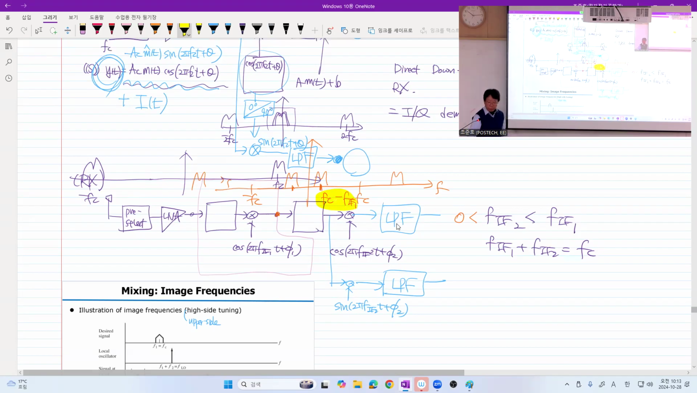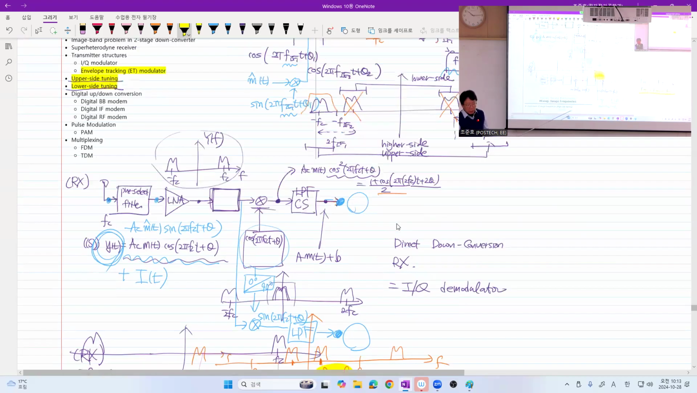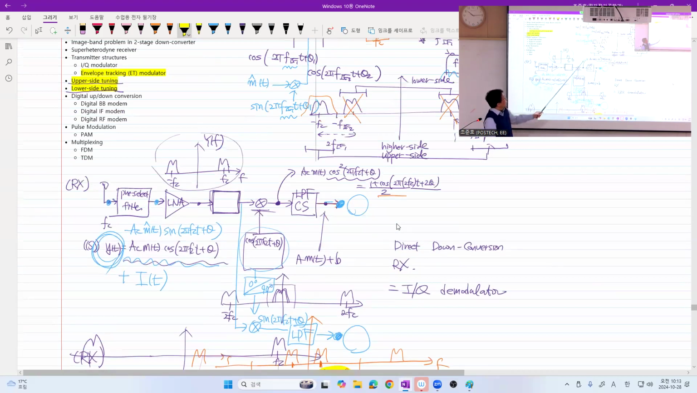Now, it actually is obvious, right? Because what we are going to use is that FIF2 equals Fc minus FIF1, so that we do the same thing we did in the direct down conversion receiver by replacing Fc by Fc minus FIF1. Got it?